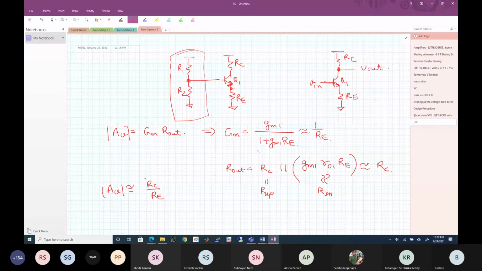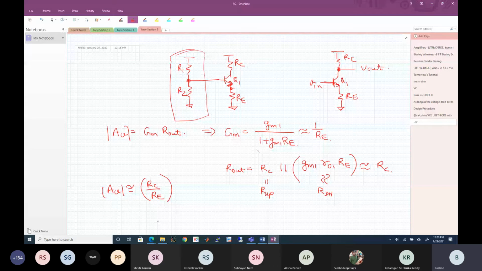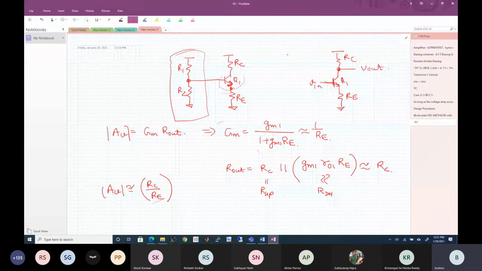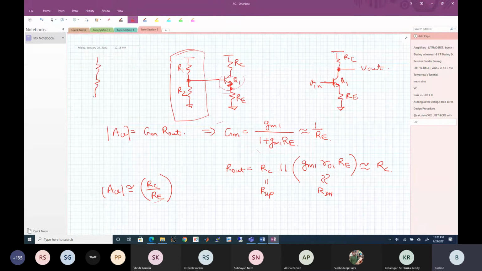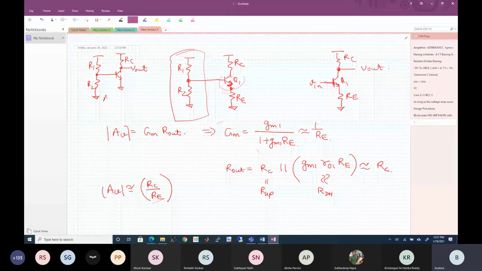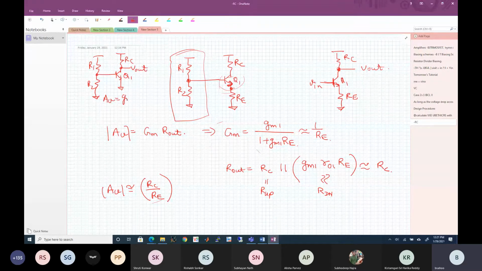Okay. Not a very good gain. Probably you'll get a gain of 10 here. If RC equals 1 kilo ohm and this is 100 ohms, you will get 10. Okay, not a very good number. But what is the maximum gain I can get if I had just this transistor here? If I had this transistor, if one of you built this, what is the gain for this one? Isn't it equal to GM1 RC?